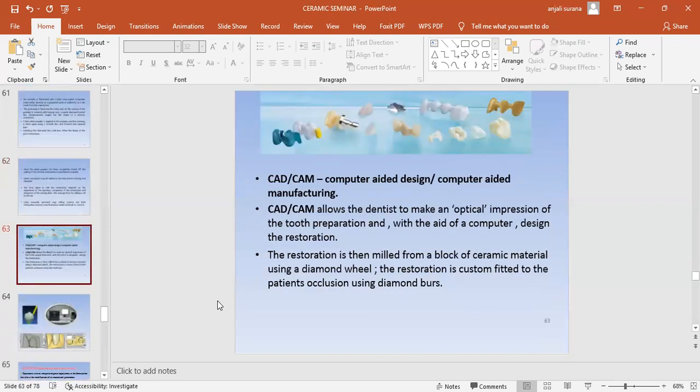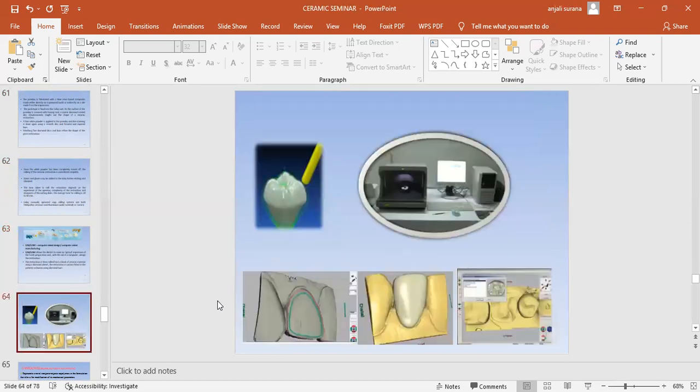Then we have CAD-CAM. It allows the dentist to make an optical impression of the tooth preparation and, with the aid of a computer, design the restoration. The restoration is then milled from a block of ceramic material using a diamond wheel. The restoration is custom fitted to the patient's occlusion using diamond burs. These are the pictures depicting the CAD-CAM technique.